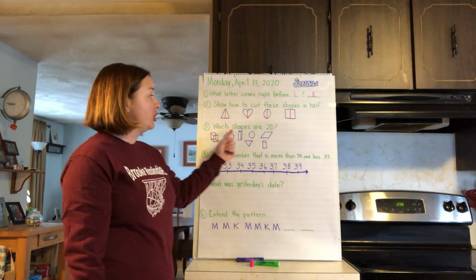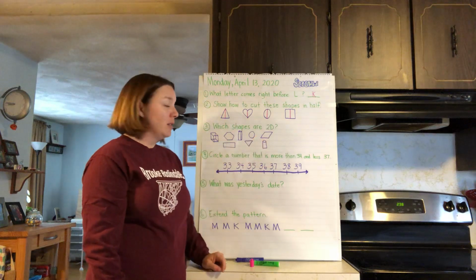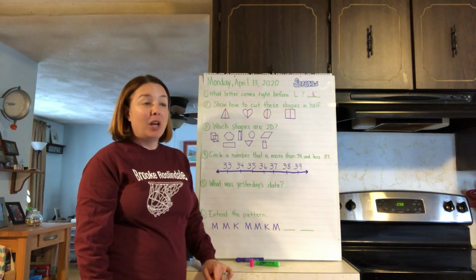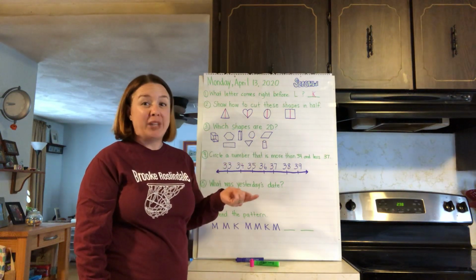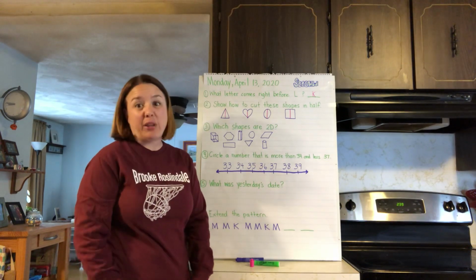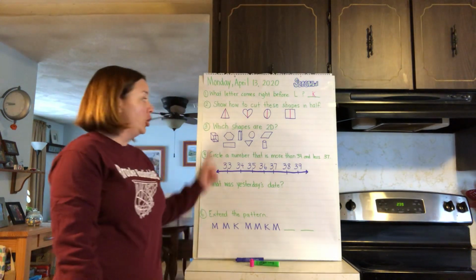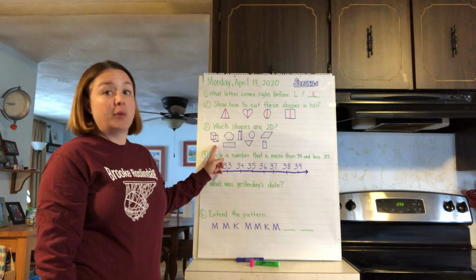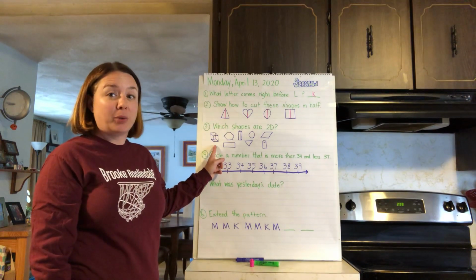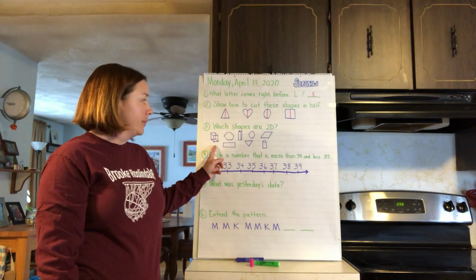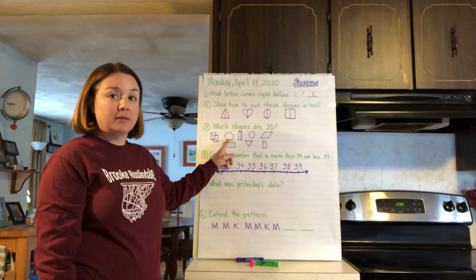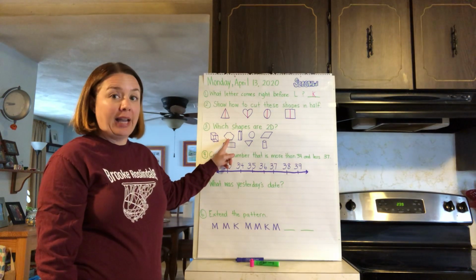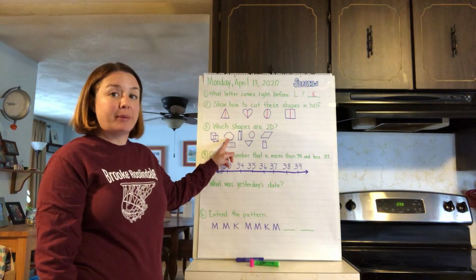Number 3, which shapes are 2D? So I'm going to say the name of the shape. If you hear me say a shape that is 2D, I want you to draw a picture of it, or you could write the word. Cube. If you think a cube is a 2D shape, write the word cube. Hexagon. Write hexagon if you think it's a 2D shape.